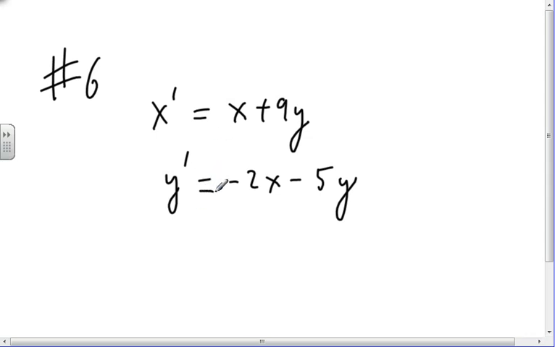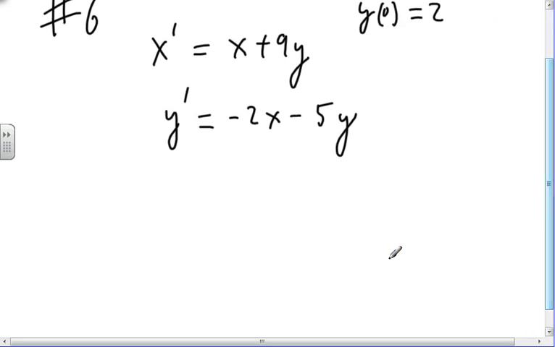And we have initial conditions. y at 0, x at 0. x at 0 is 3. y at 0 is 2. Okay.